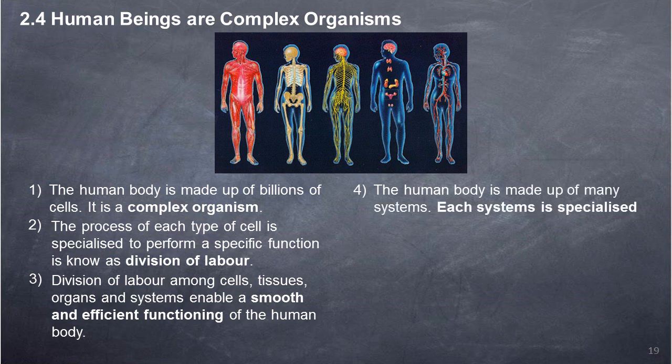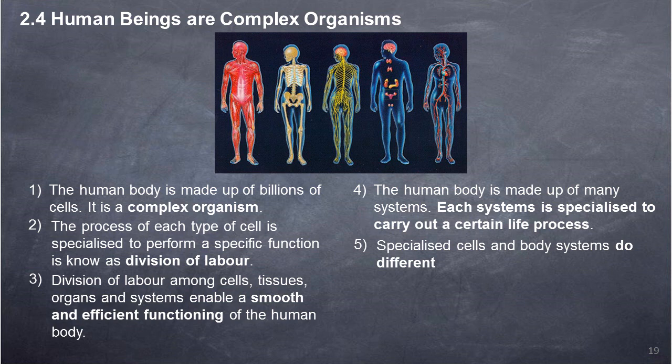Each system is specialized to carry out a certain life process. Five, specialized cells and body systems do different work, but all work together to ensure that the human body functions efficiently.